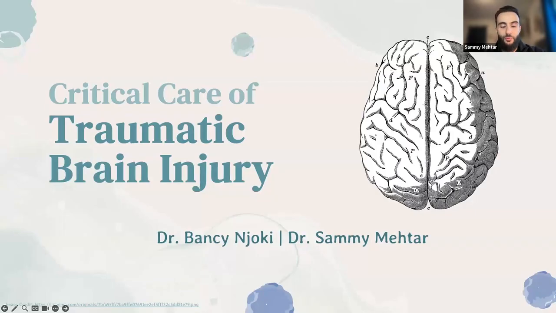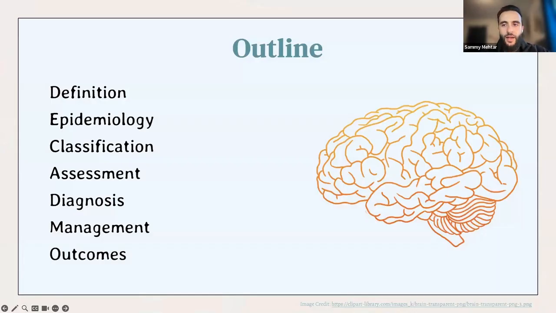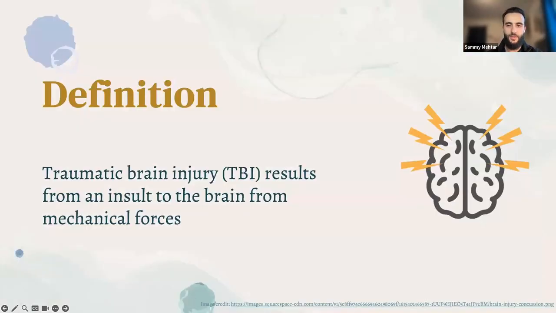It's a very broad topic, so we won't be able to cover every aspect, but our hope and our goal is to hit a lot of the major points here. The outline for this discussion is as follows: overview and definitions, some brief epidemiology, ways to classify TBI, traumatic brain injury, assessment and physical exams, diagnosis methods, management, and then outcomes at the very end. And with that, I'm going to hand it over to Dr. Njoki.